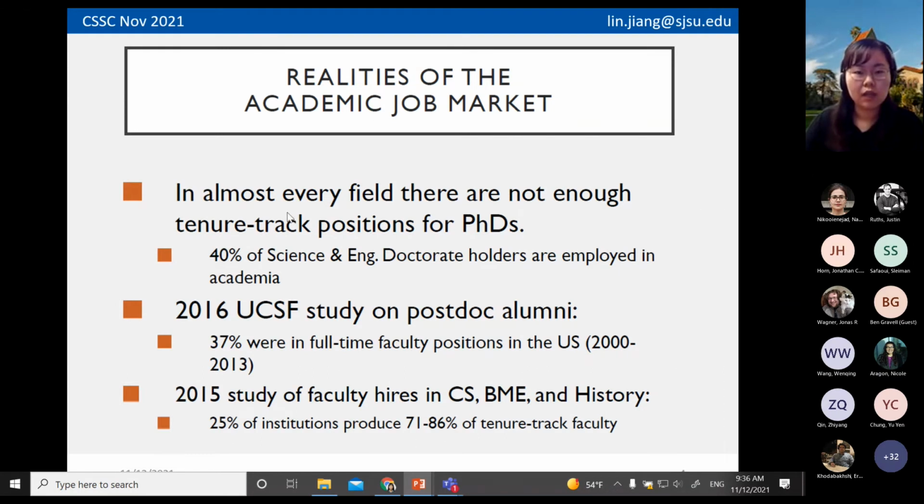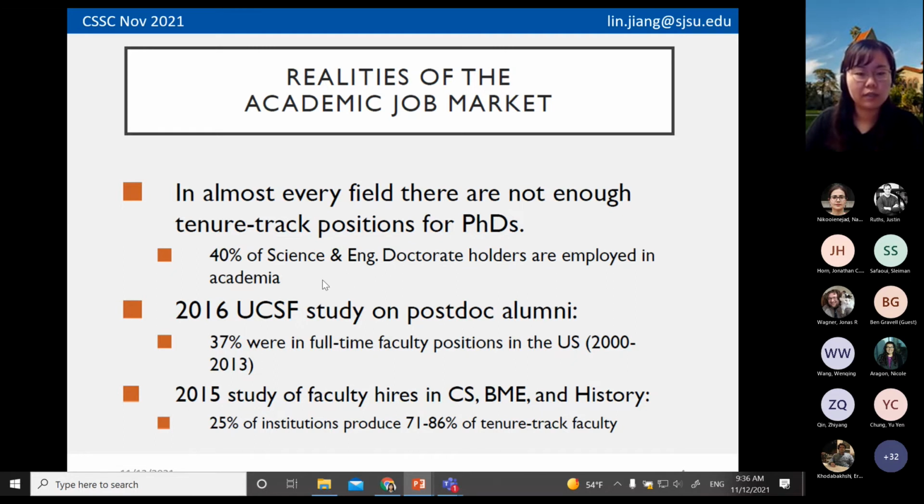Actually, in almost every field, there are not enough tenure track positions. So for example, only 40% of science and engineering doctorate holders are employed in academia. So it's a very competitive market.